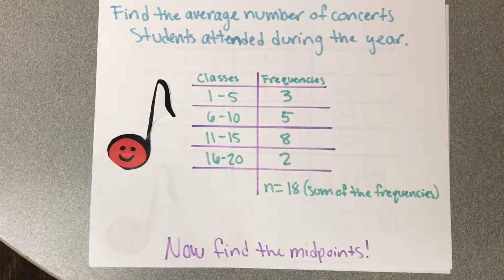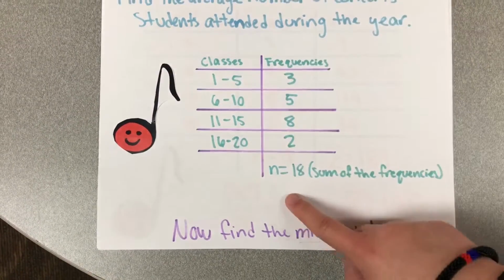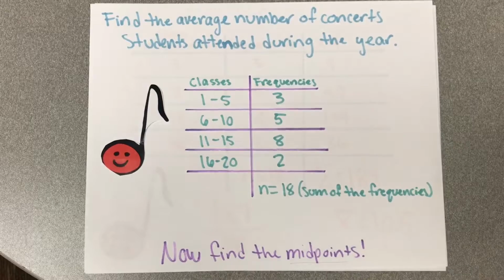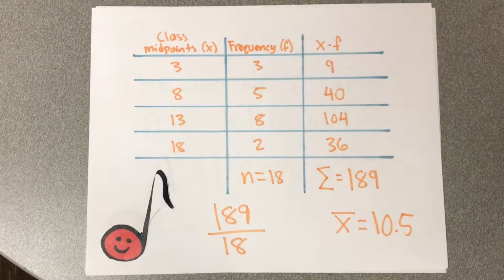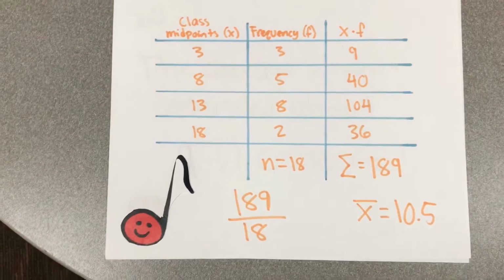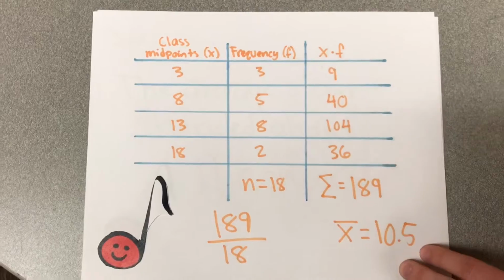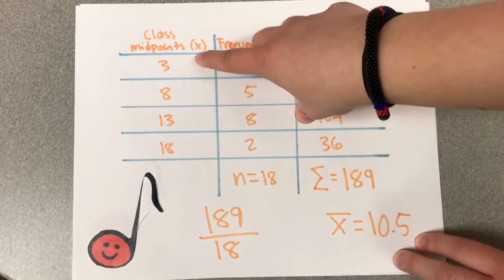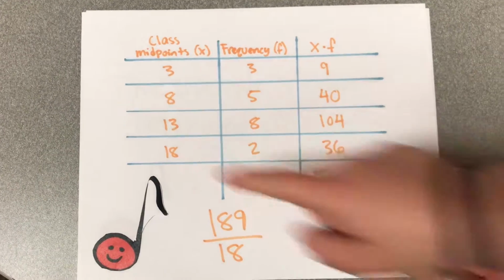Now that we know our ranges and their frequency, we can find n, which is the sum of the frequencies, in this case 18. Now let's find the midpoints. To find the midpoint, you basically just take the median of each class. So the midpoint of our first class is 3, our second class is 8, our third class is 13, and our fourth class is 18.